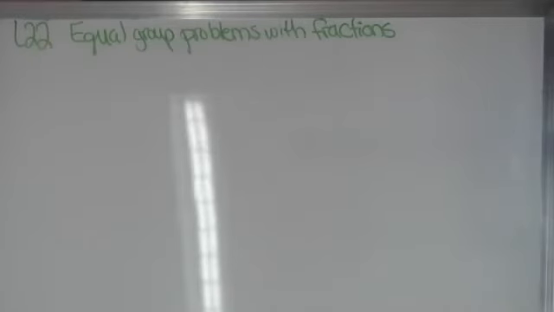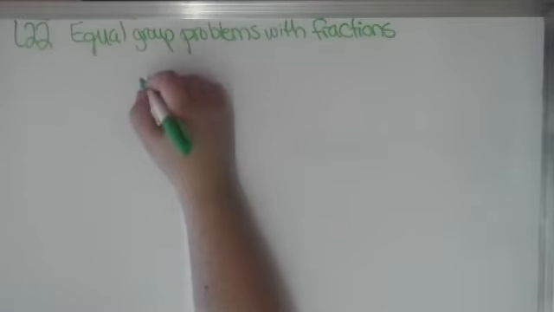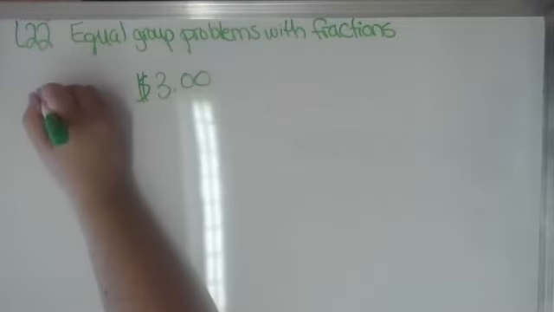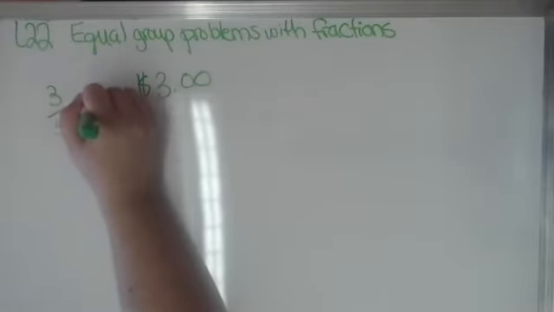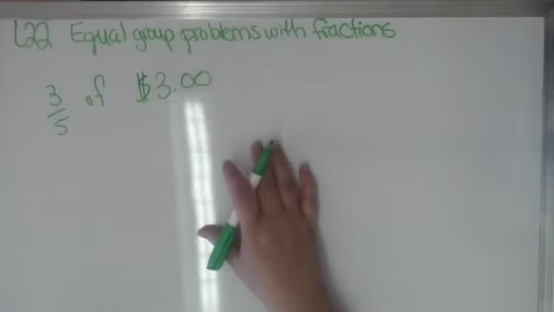This is lesson 22, equal group problems with fractions. So what we're looking at is fractions of a number again. We're looking at something like how much money is 3/5 of $3? So we have $3 and we're looking for 3/5 of the $3. How we solve this is we use division, okay?